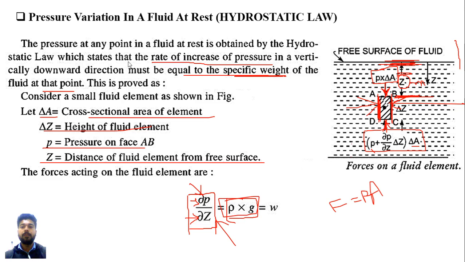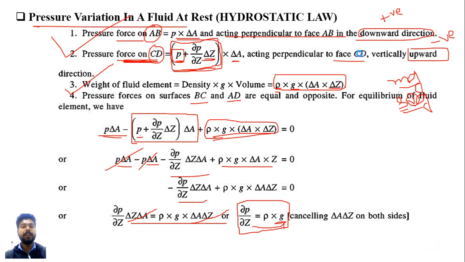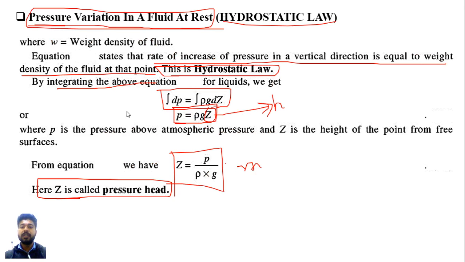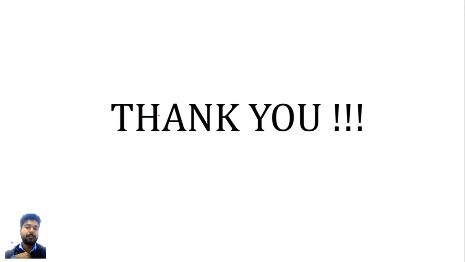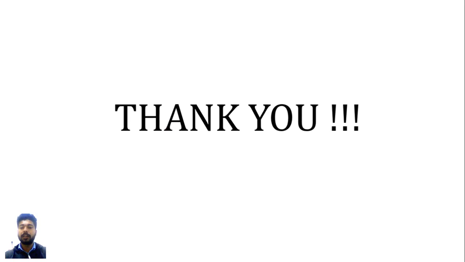So in your task, you have to write this derivation about the hydrostatic law and the pressure variation in a fluid at rest, this whole derivation. After this derivation, your second question will be the different types of pressure. Okay, write all this and submit it to us on Google Classroom. Thank you.